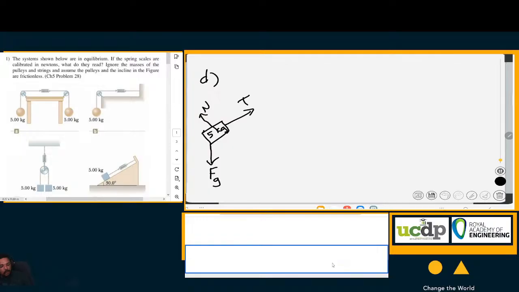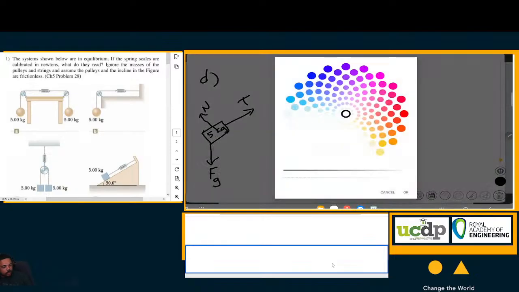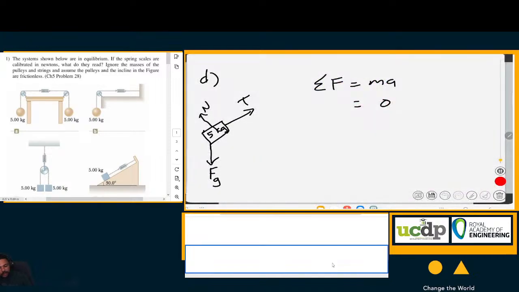Now, we know Newton's law, sum of the forces must be equal to the mass times acceleration. But we know, since all of this is in equilibrium, the sum of the forces is equal to 0. But what are these forces that are acting on this block? I'm going to draw this. This is going to be my axis.